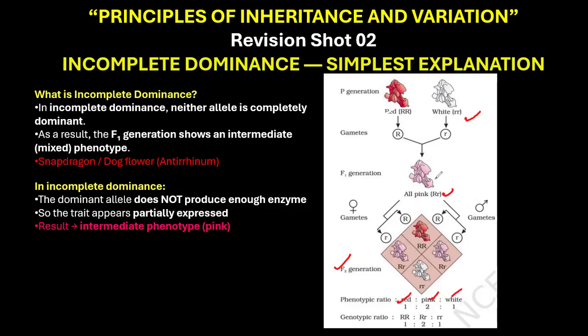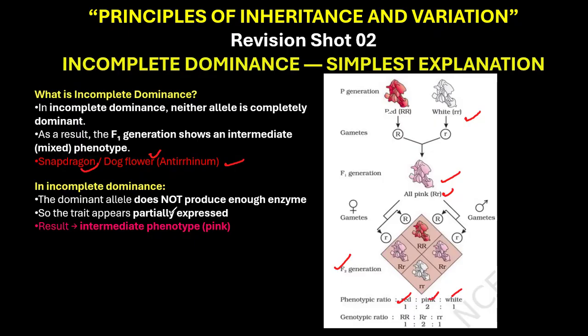As per Mendel's law, the F1 generation should be red only, because this capital R red should be dominant. But it is not like that. So this is the deviation from Mendelism itself. As a result, the F1 generation shows an intermediate mixed phenotype. The example given in your textbook is Snapdragon. It's also called dog flower or Antirrhinum majus.